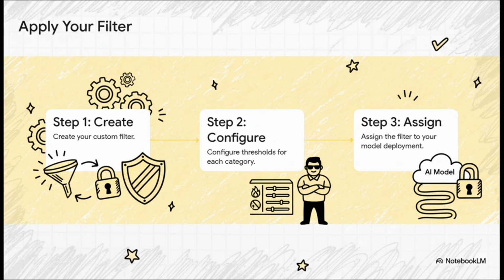And the best part, you might be thinking this sounds really complicated to set up. It's not. In Azure, it's basically a 3-step process. You create your filter, you set the sensitivity levels for those 4 categories, and then you just assign it to your AI model. Boom, your bouncer is officially on duty.